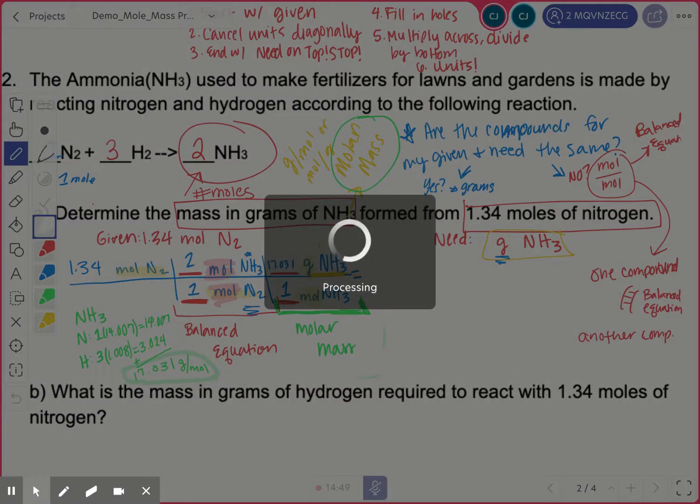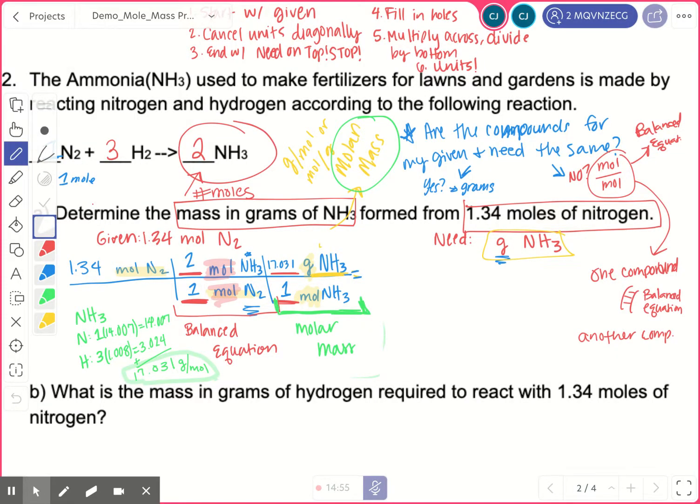All right, here we go. Now, step 5 says to multiply across and divide by the bottom. So we're going to multiply across and then divide by the bottom. What does that mean? We're going to stay in our lane. Always stay in your lane. So this is our top lane. So we're going to multiply all these guys. And then for the bottom lane, we're going to multiply these guys. Okay. So let's see what we get. When we multiply across the top, I got 1.34 times 2 times 17.031.